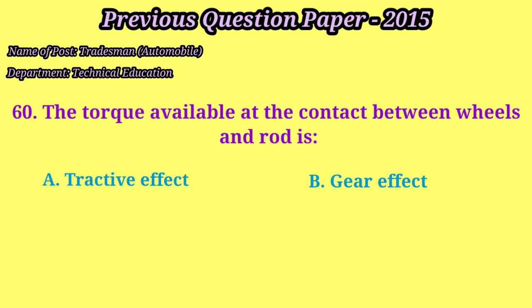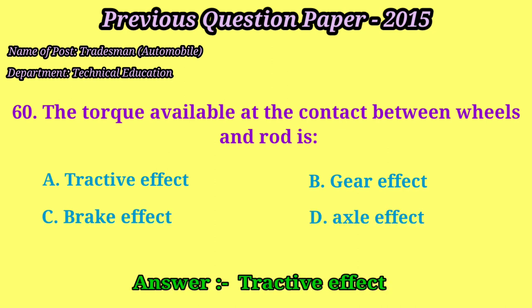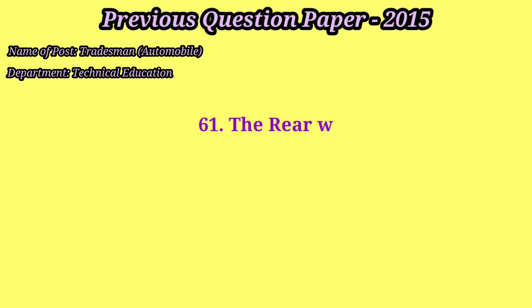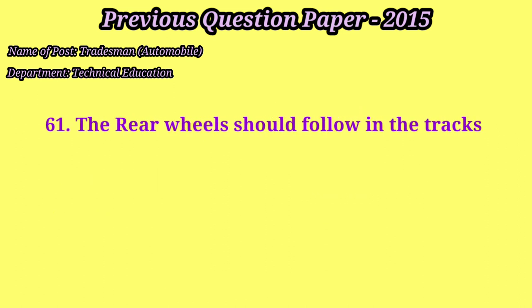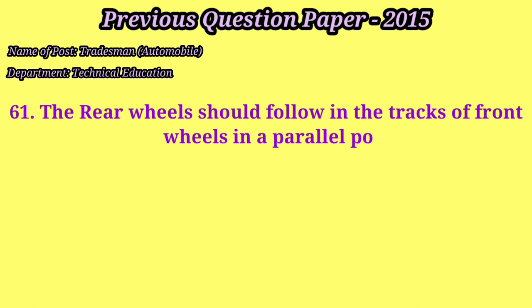60. The torque available at the contact between wheels and rod is A. Tractive effect. B. Gear effect. C. Brake effect. D. Axle effect. Answer. Tractive effect.